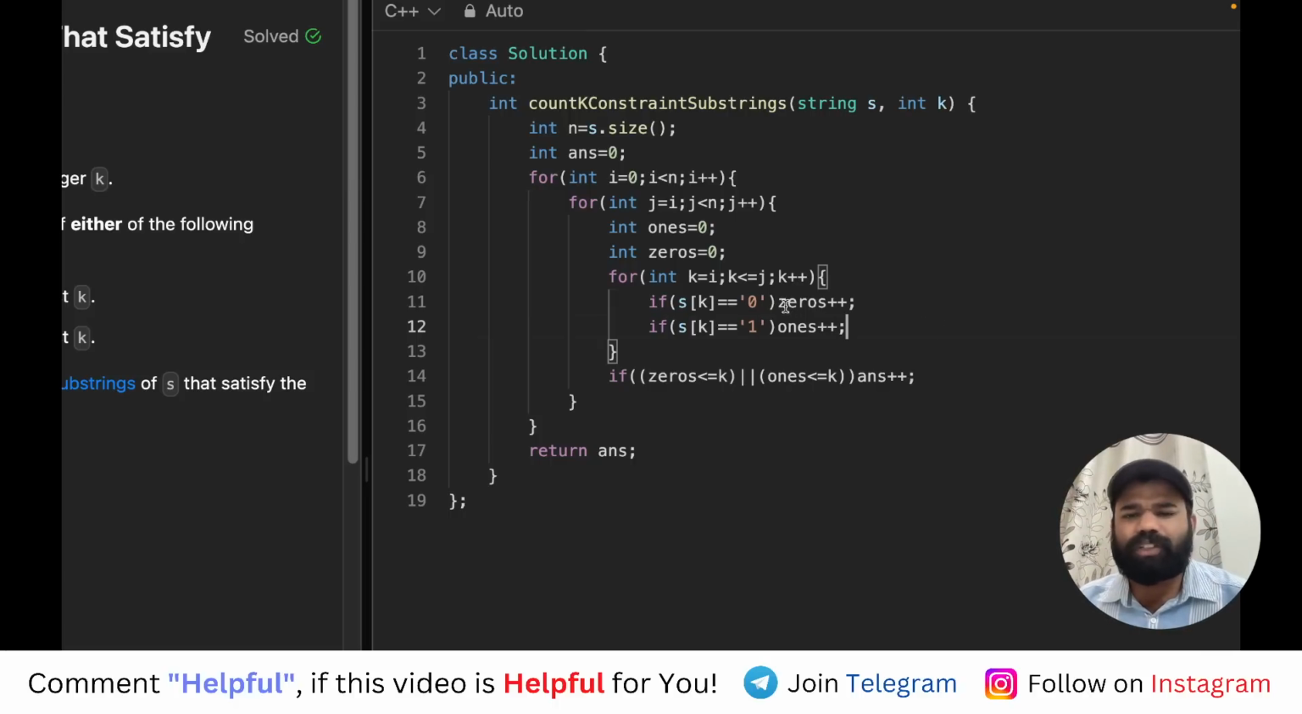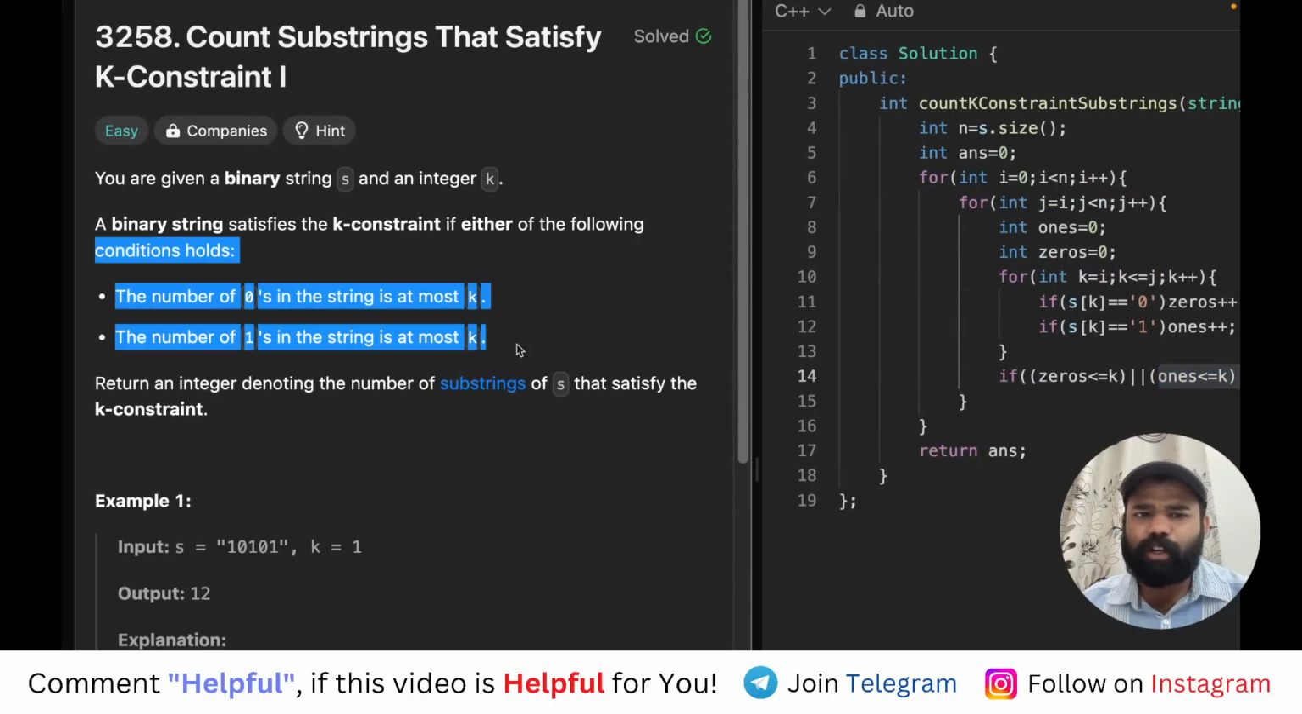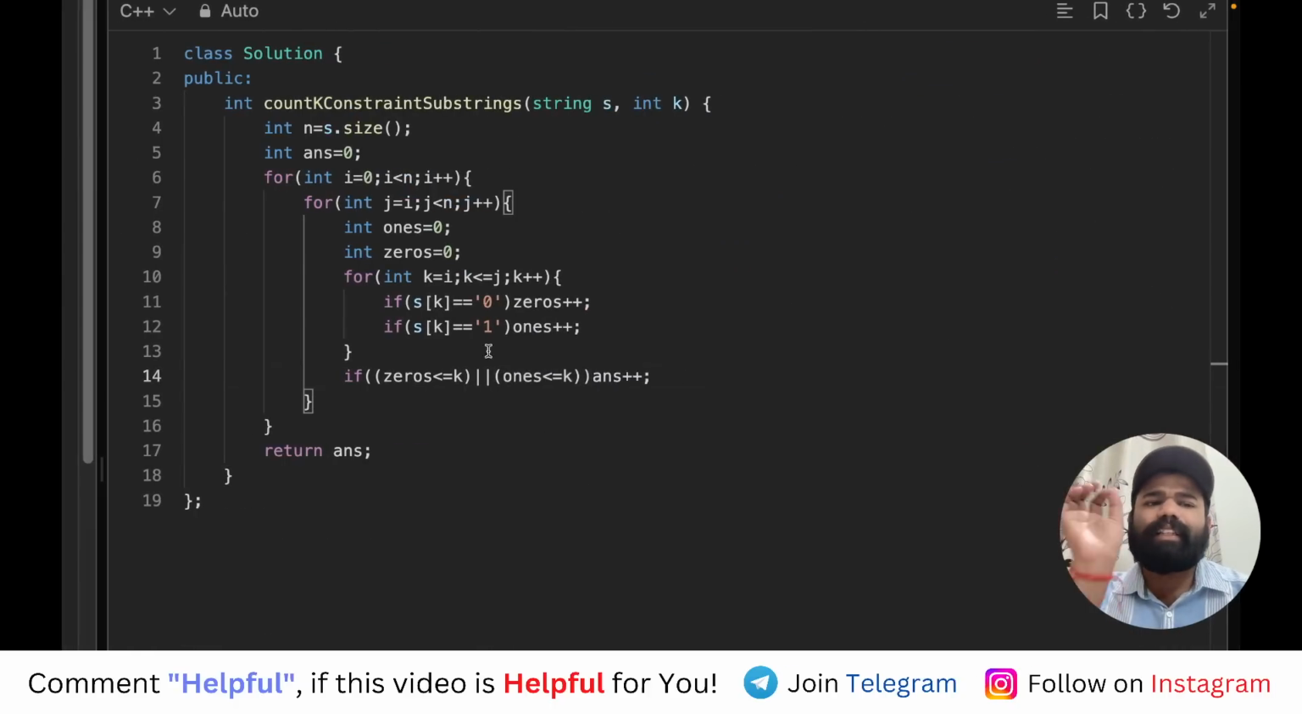And then I'm finding the number of zeros and the number of ones, and finally I'm saying that if the number of zeros is less than or equal to k or the number of ones is less than or equal to k, either of the two, that means it is a k-constraint subarray, and I will increase the answer. Thus I will count all the subarrays which follow this particular rule.